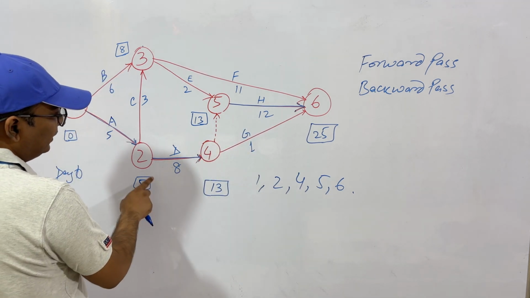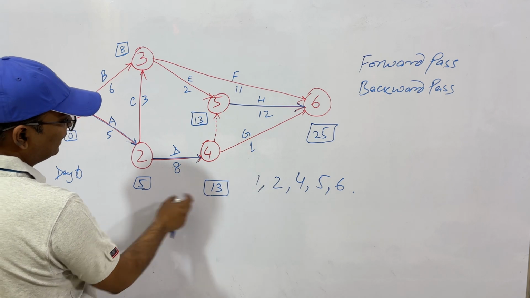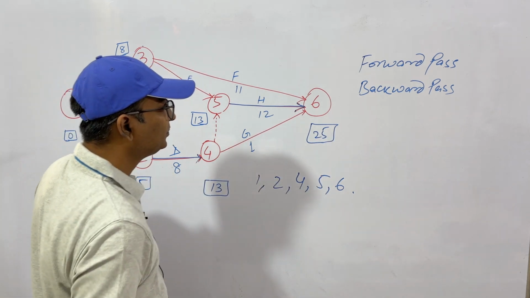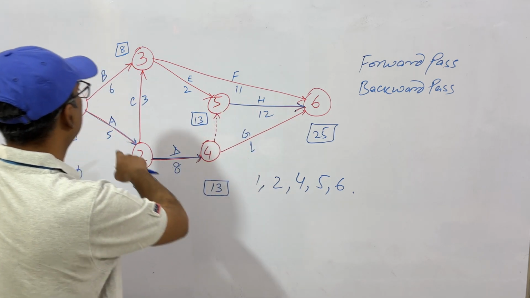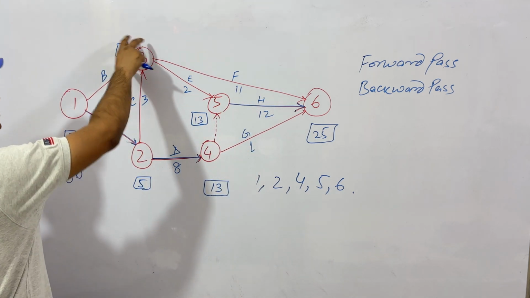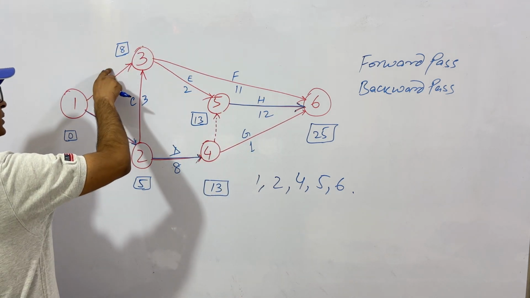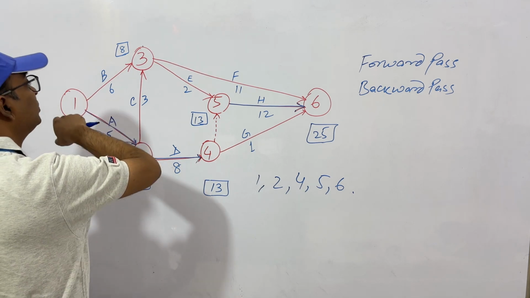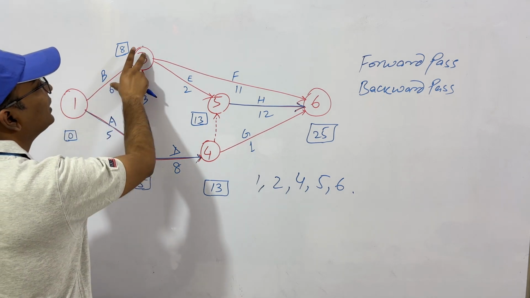This path, if this is 5 and 13, if you delay by 2 days, this will become 15. Again, this will be 27. Same as with this. But what about this? If instead of starting project B on day 0, we start it on day 2, no issue. Again, it will be completed.